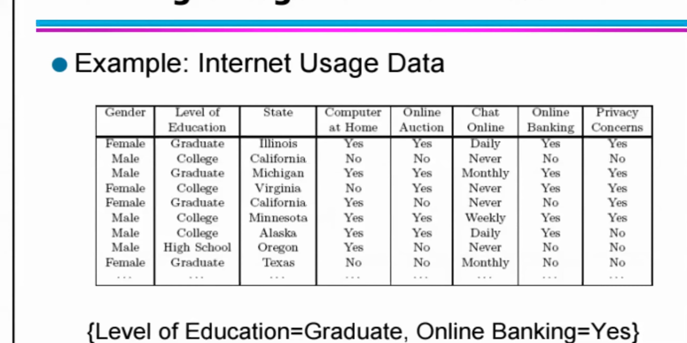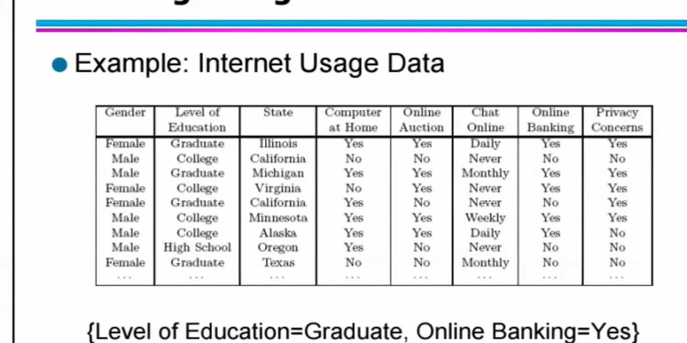State is also a categorical attribute. Different state names are there: Illinois, California, Michigan, Virginia, California, Minnesota, Alaska, Oregon, Texas. So this type of attribute is called a categorical attribute. And computer at home is either yes or no, so this is considered a symmetric binary attribute.